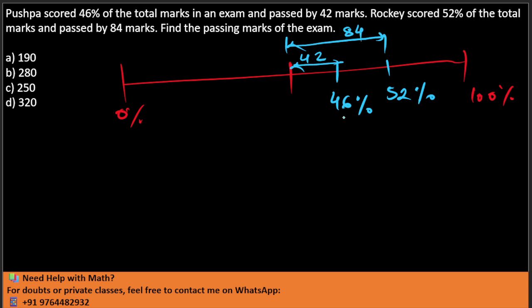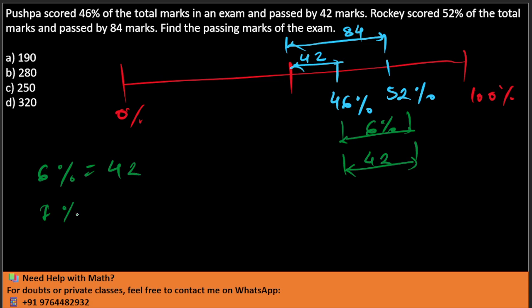So how much percentage has been increased? It is 6%. And in terms of marks, how much marks has been increased? It is 42, right? 84 minus 42, it is 42. That means 6% equals to 42 marks. Therefore, 1% equals to 42 divided by 6, that is equal to 7.